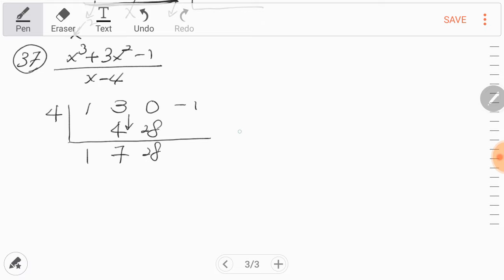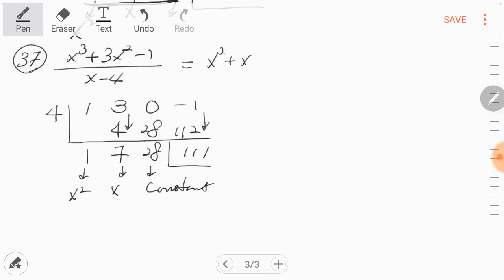And then add these two, 28. Okay, multiply by 4, so that is 112, right? 4 times 8 is 32. Okay, and then add these two, that is 111. So 111 is the remainder. And this is the constant. This is the coefficient of the x term. This is the x squared term. So that is x squared plus x plus 28 plus 111, the remainder, over the divisor.